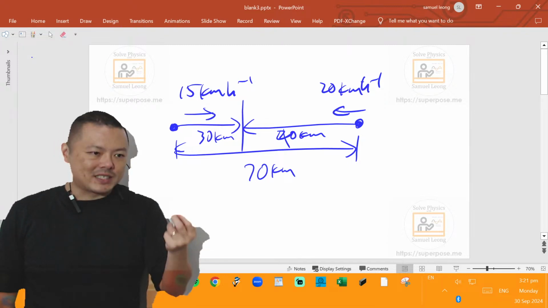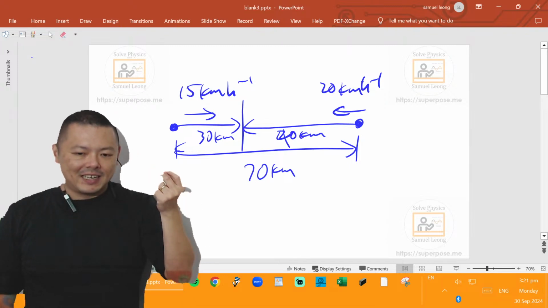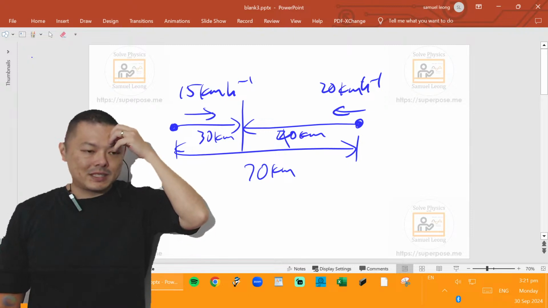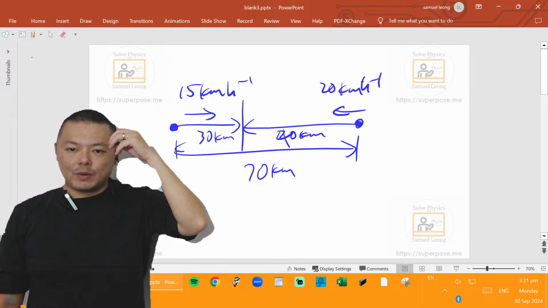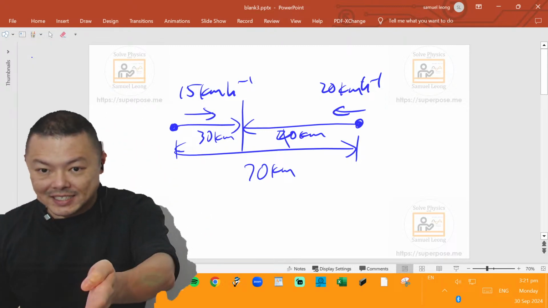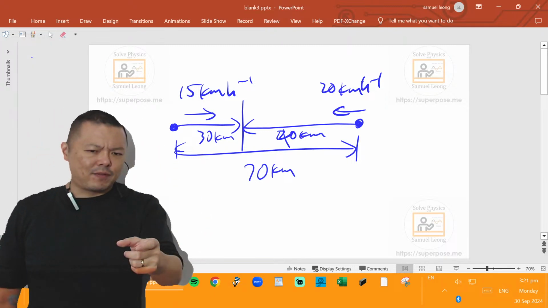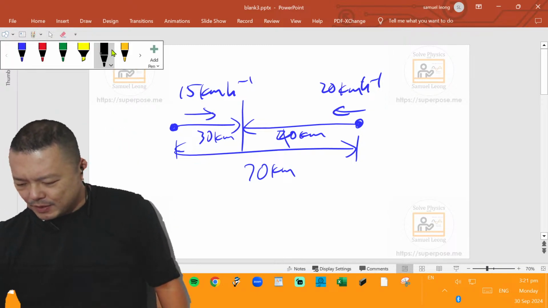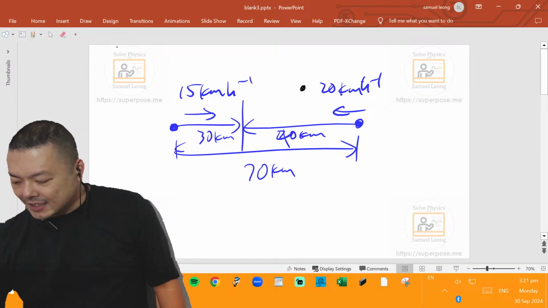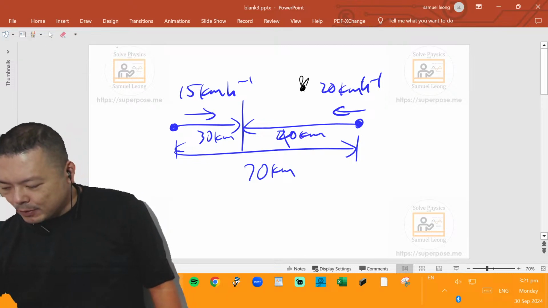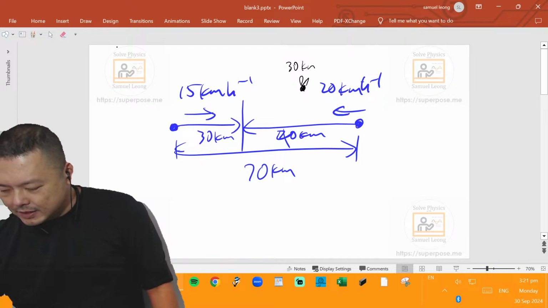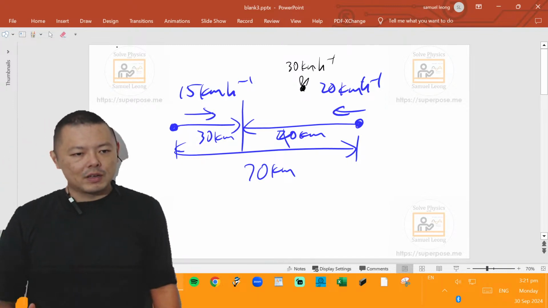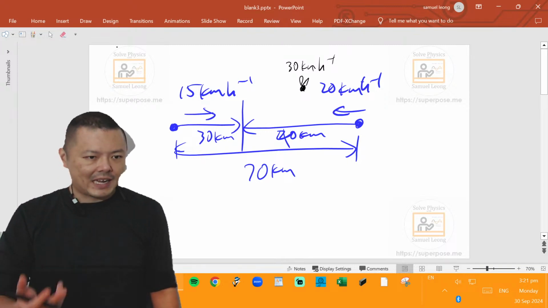But then the question is, what's the total distance that the fly has traveled? They said the fly was traveling at a certain speed. What's the speed of the fly? Was that 30 km per hour? So the fly was traveling at 30 km per hour. So the question is, what's the total distance that the fly has traveled?